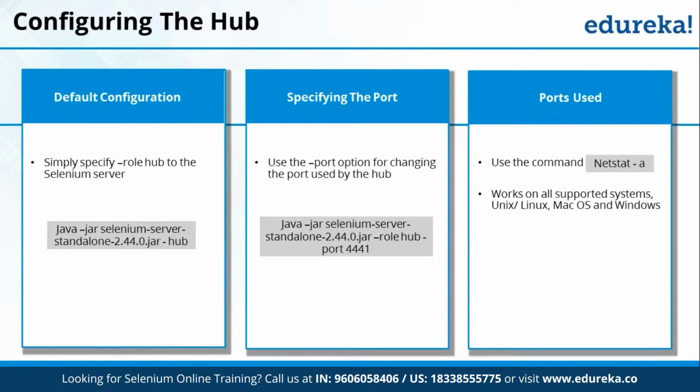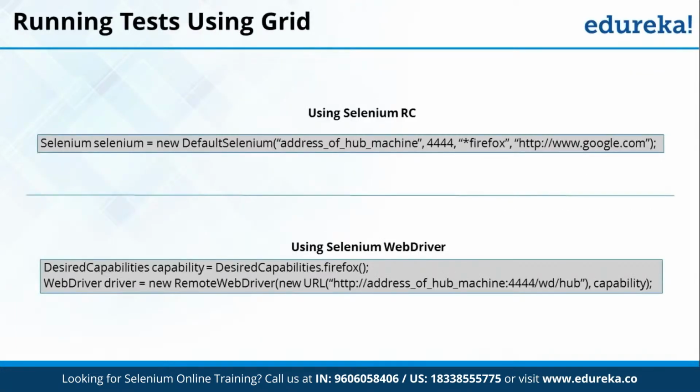Use the command netstat -a. Why? To get your ports, alright? It works on all supported systems: Unix, Linux, Mac, and Windows. So this command will work for you. That's very easy configuration. Okay, now running tests using grid.